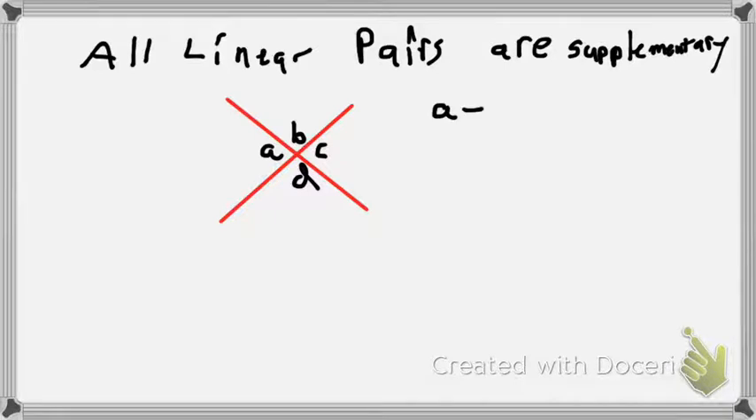So we want to show that angle A and angle C are congruent. And just so you guys know, that's what this sign means, if you didn't know that: congruent. It's kind of like an equal sign.